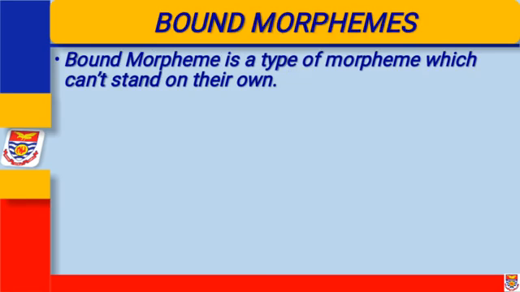Let's talk about bound morphemes. A bound morpheme is a type of morpheme which cannot stand on its own. Now here we are saying that for it to complete a task or make a meaningful thought, it has to be attached to a free morpheme before it can make a complete thought.